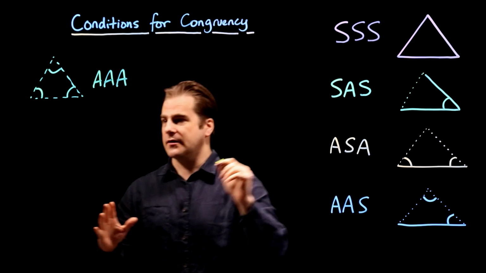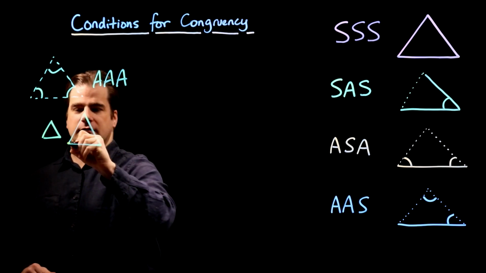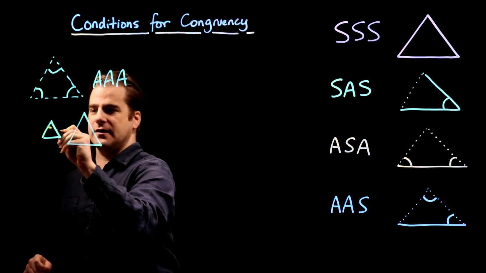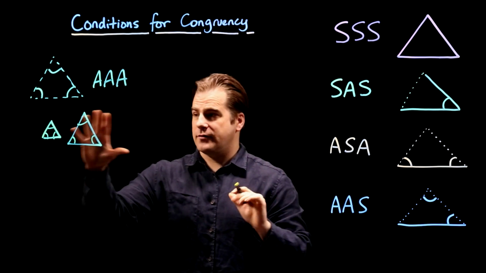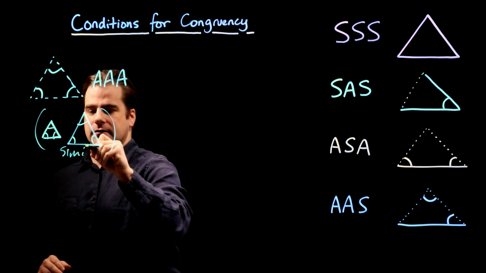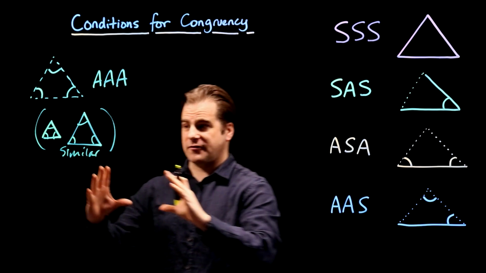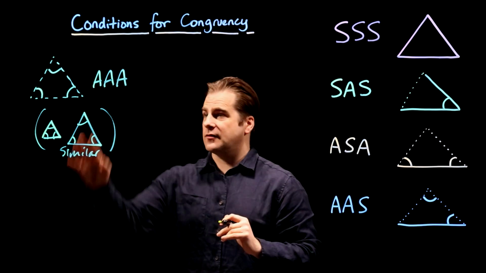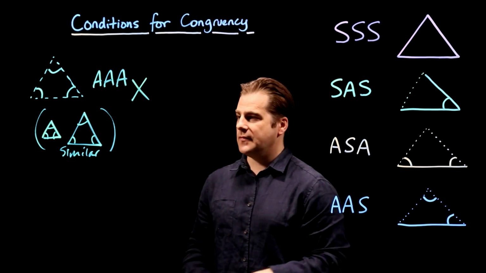Triangles are similar, okay, if they have the same angles, these 3 angles, but they can be different sizes. Those are similar triangles, okay? But like I say, this video is about congruency, which means they have to be the same size as well. And these are the conditions for congruency. So 3 angles is not enough for congruency, okay?